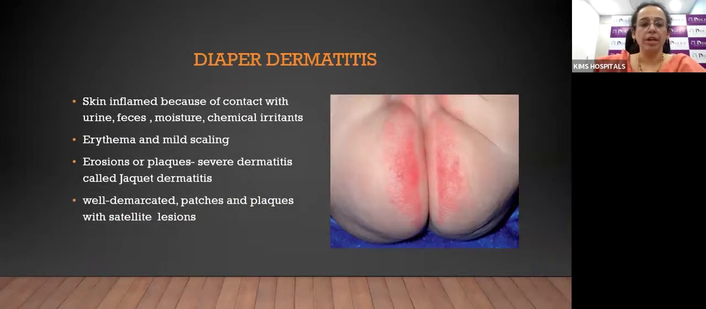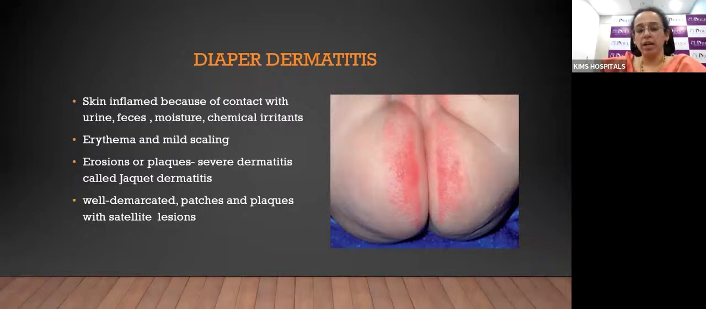This is diaper dermatitis, which we generally see. This is due to the humid environment in the diaper area of the baby. It can also be associated with fungal infections. The skin gets inflamed upon contact with urine, feces, excessive moisture and chemical irritants. There can be erythema and mild scaling, and in severe cases where there are erosions and plaques, it is also called Jacquet dermatitis.